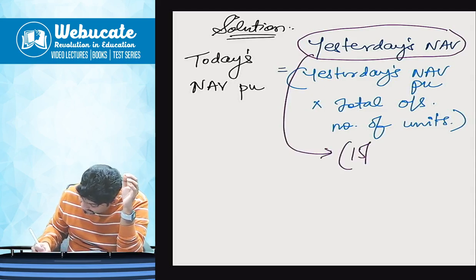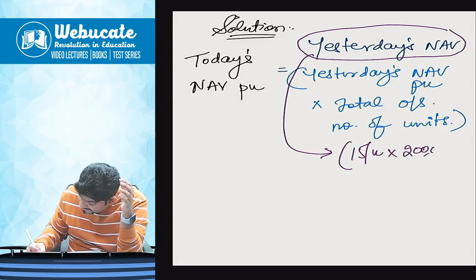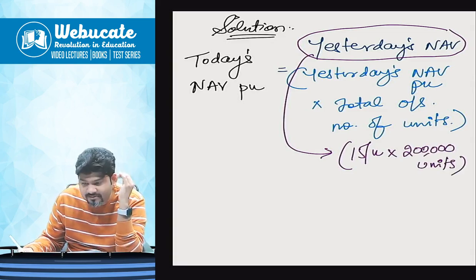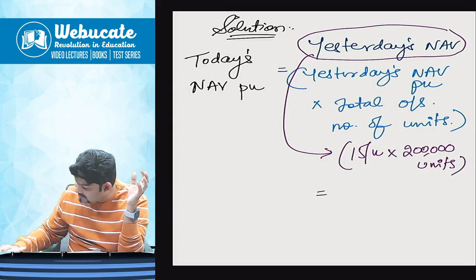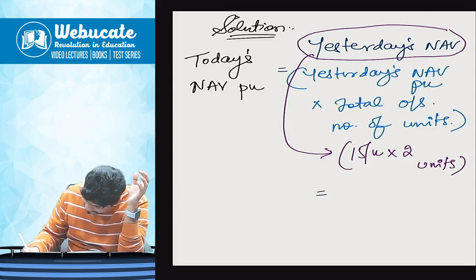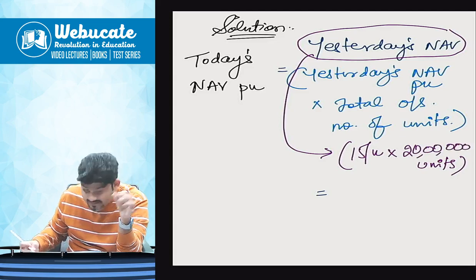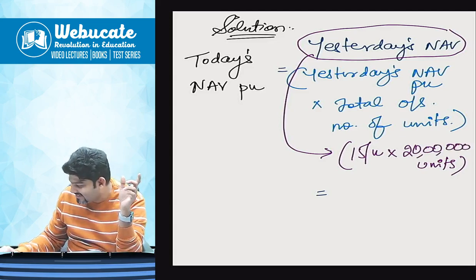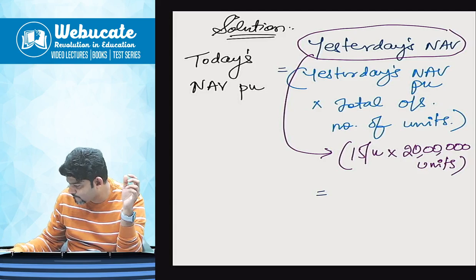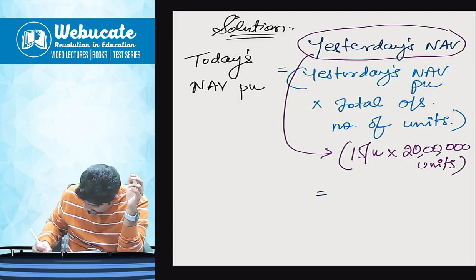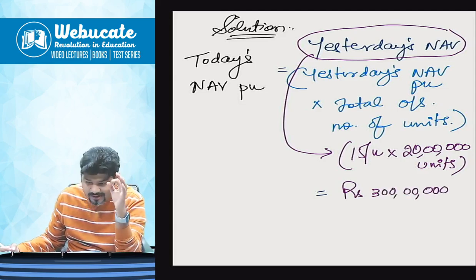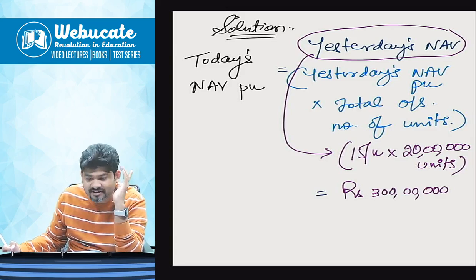It is 15 per unit multiply by 2 lakh units. Am I right, everybody? So, tell me, how much does this work out to? 20 lakh units, no? Okay. 20 lakh units. Now the answers will start changing. Okay. So, 20 lakh multiply by 15. Can I say this is 300 lakhs? So this will become rupees 300 lakhs. Are we clear with this?